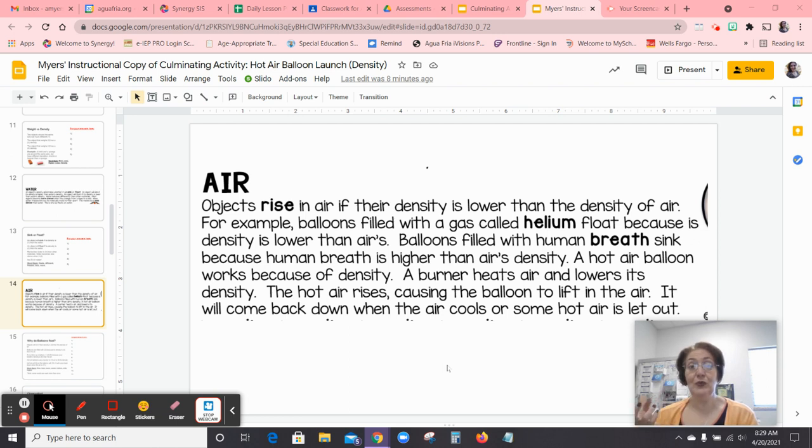A hot air balloon works because of density. A burner heats air and lowers its density. The hot air rises, causing the balloon to lift into the air. It will come back down when the air cools or some hot air is let out of it.